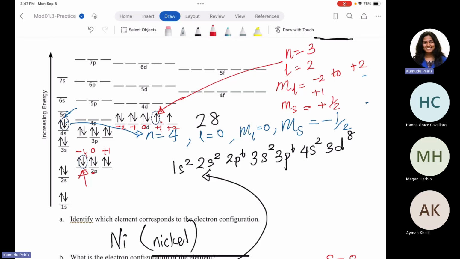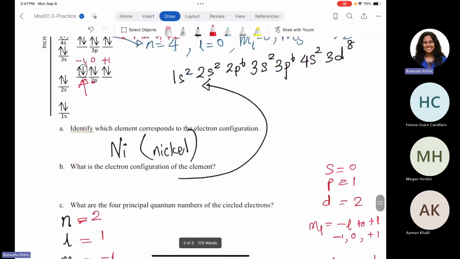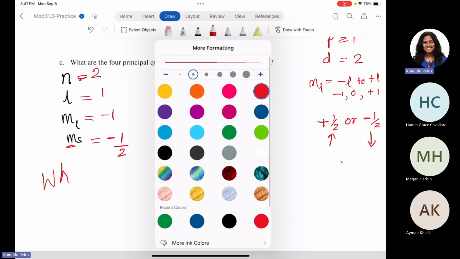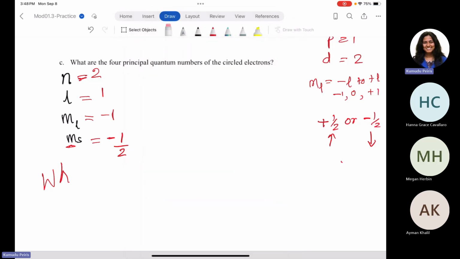But for a different question, as an example, you may be asked, what are the possible ml values for an electron in 4p? What are the possible values for an electron in 4p? Right? Then you will give a range.